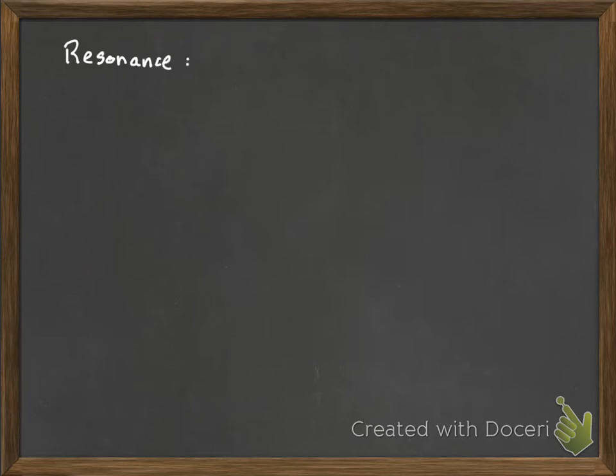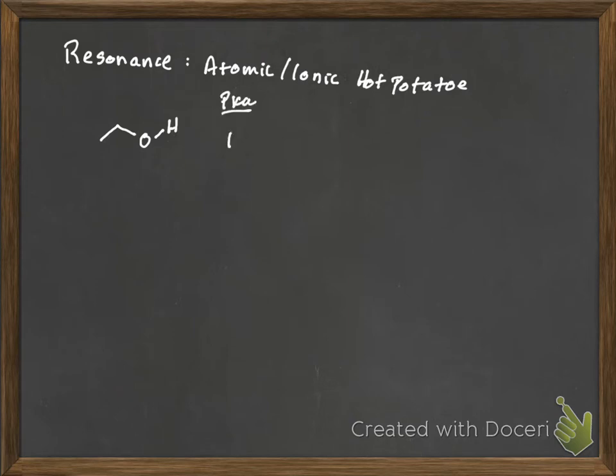I like to call resonance a game of atomic, or I suppose technically, ionic, hot potato. Here's some examples of it. This is ethanol and has the pKa of about 16. Here's acetic acid, which is really just vinegar with an attitude problem. The pKa of acetic acid is 4.75. That is a huge jump.